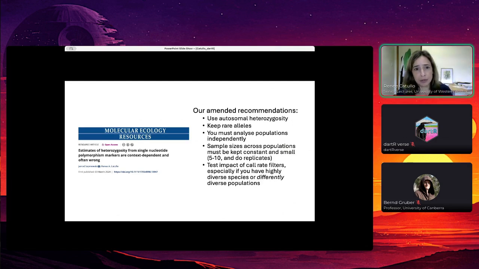And so, yes, definitely use autosomal heterozygosity if you don't have a genome. Make sure you keep your rare alleles, because rare alleles are what drive diversity. So your filtering for population structure should be different from your filtering for diversity analyses. And you need consistent sample sizes, and you should do replicates and subsampling, and make sure you're testing the impact on your call filters when you're doing that.